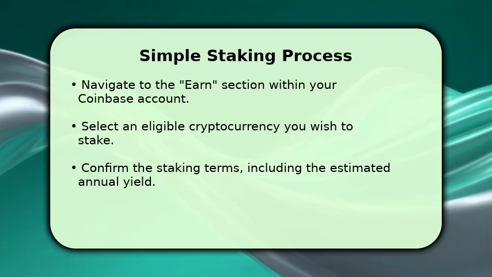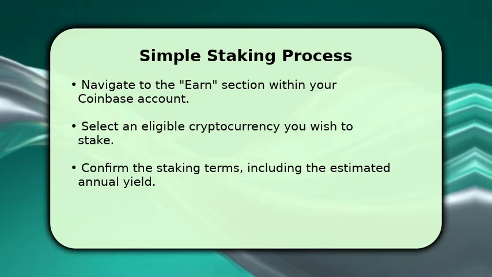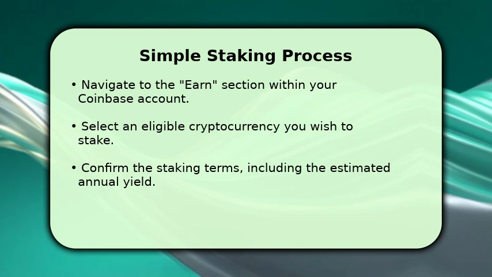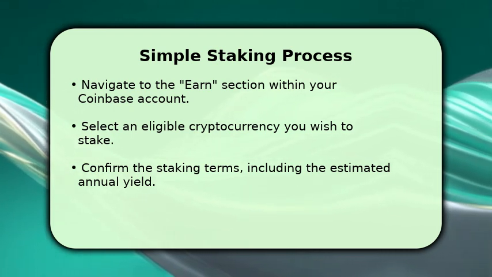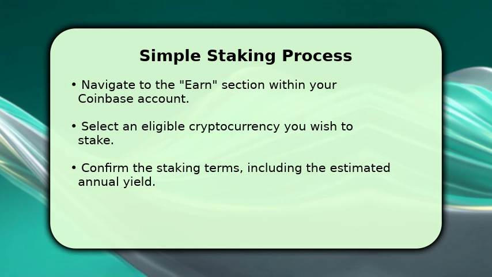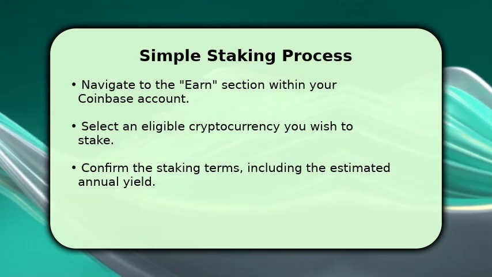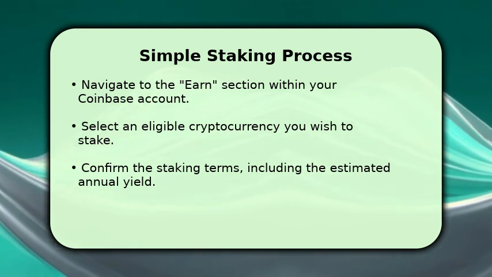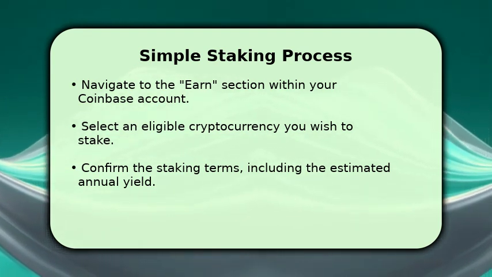Once you have an eligible asset, go to the Earn section in your account. There, you'll see the cryptocurrencies available for staking and their estimated annual percentage yield. Choose the asset you want to stake, review the terms, and confirm your decision. Your assets will then be locked, and you'll start earning rewards automatically.